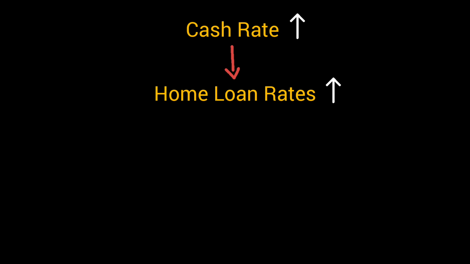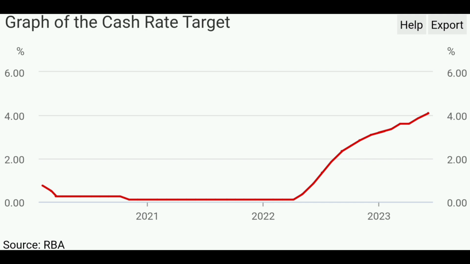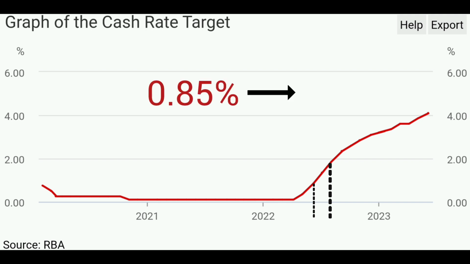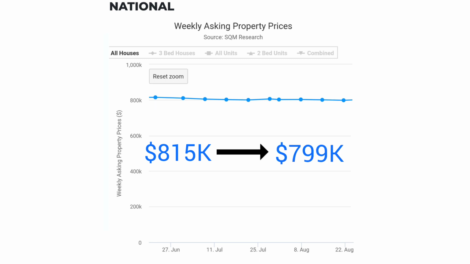But when the cash rate goes up, it becomes more expensive for banks to borrow money. This can lead to higher interest rates on home loans, making it harder for people to borrow money to buy a house. So fewer people want to buy houses and prices fall. For example, between June 2022 and August 2022, the cash rate went up quickly from 0.85% to 4.1%. During this time, the average prices of houses in Australia dropped from $815,000 to $799,000.